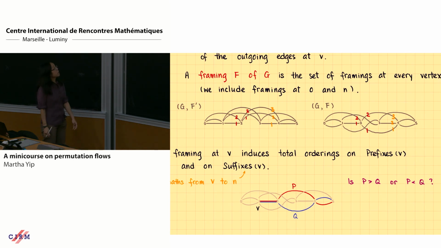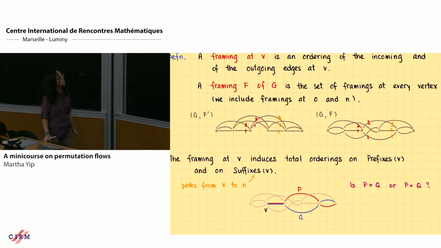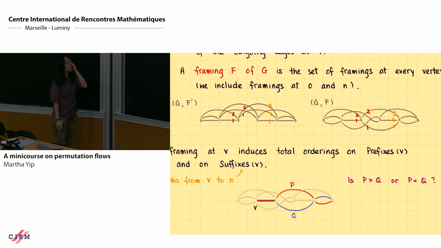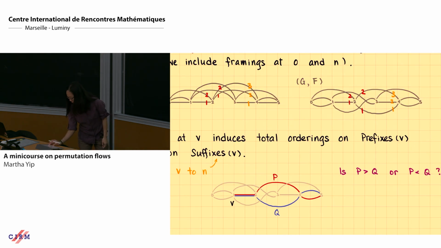A framing at a vertex V induces total orderings on the set of prefixes coming into V and on the set of suffixes leaving V. When I say suffixes of V, I just mean look at a vertex V and look at all the paths from V to the end. Okay, quick exercise. Look at this pair of paths on the graph on the bottom. This is a suffix of V; P is going on top like this, Q is going down like this. Is P greater than Q or P less than Q?